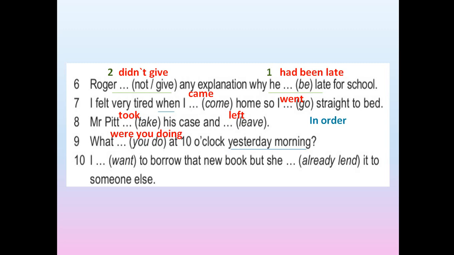And the last sentence, I want to borrow that new book, but she already lent it to someone else. First, she had already lent, and the second action, I wanted to borrow.